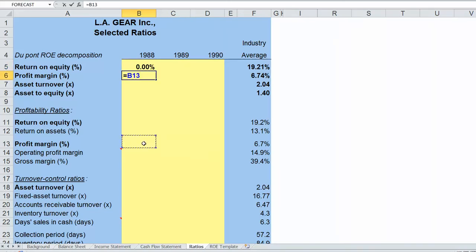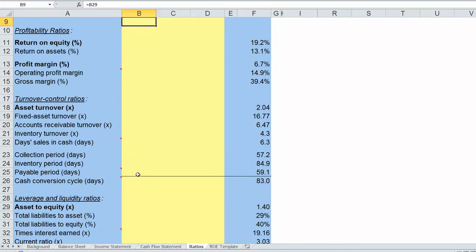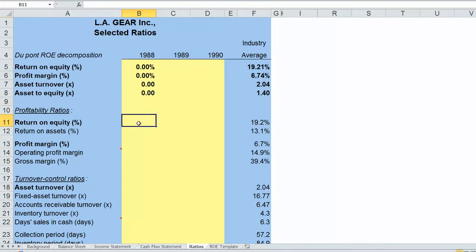Let's pick up our profit margin. Let's pick up our asset turnover. And then finally, let's pick up our asset to equity ratio. All right, let's go ahead and begin with return on equity.